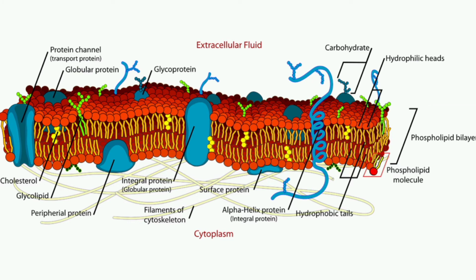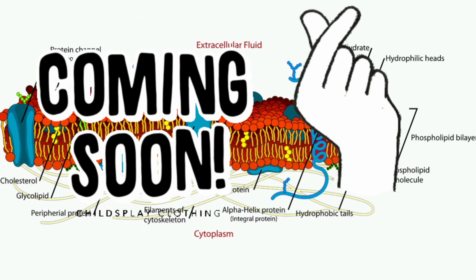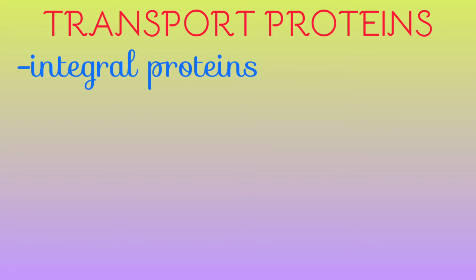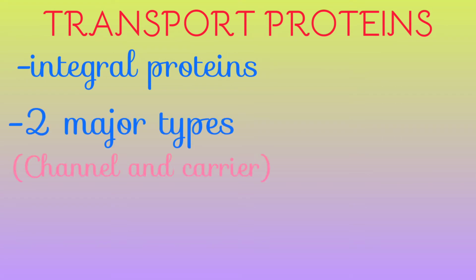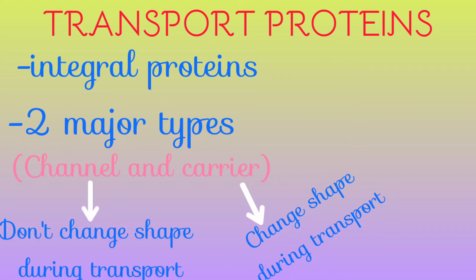I know I'll probably have to make a separate video specifically for membrane proteins, but for now I'll just look at some general characteristics. Transport proteins here are the integral proteins, and they have two major types, channel and carrier proteins. And the major difference between these two types is that carrier proteins change their shapes slightly during transport, while channel proteins do not.